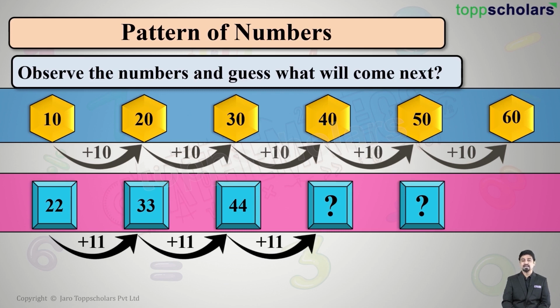44 plus 11, that is 55. For the next number, 55 plus 11, that is 66. Pattern complete. Easy. Isn't it interesting? Shall we do a few more questions?